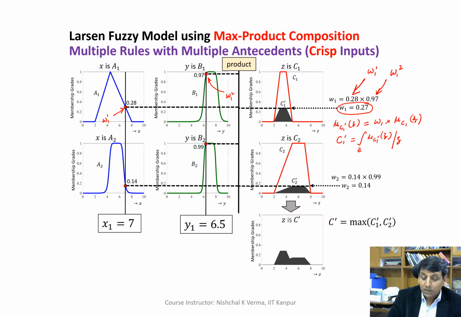Similarly, when we apply this crisp input, x1 is equal to 7, y1 is equal to 6.5 to the second rule, the output is C2 dash, and here this intersection is W21 and this intersection is W22. So this is our W21 and this is our W22.